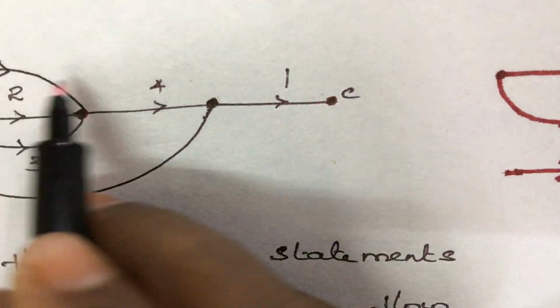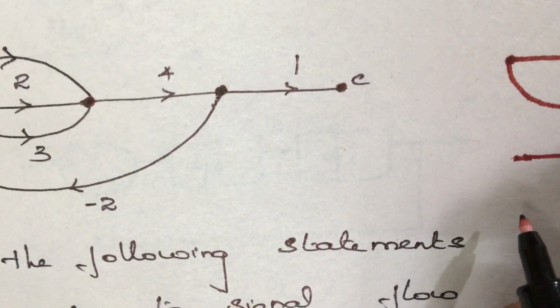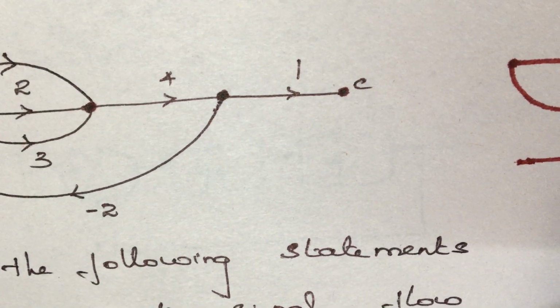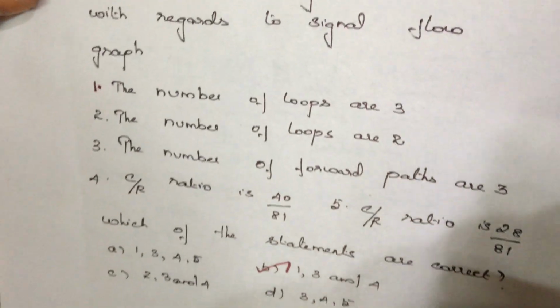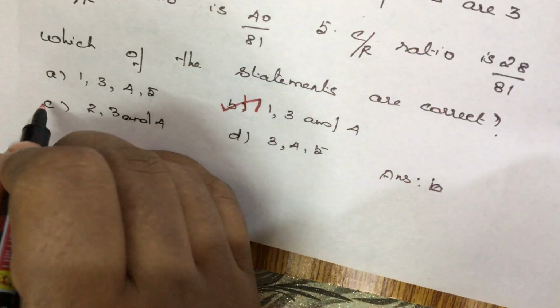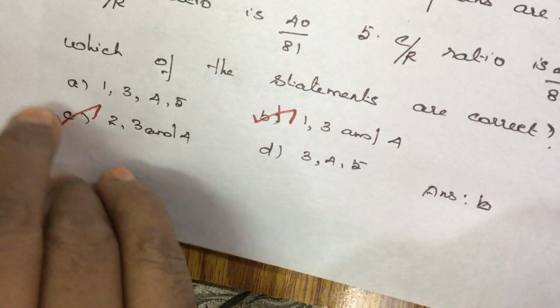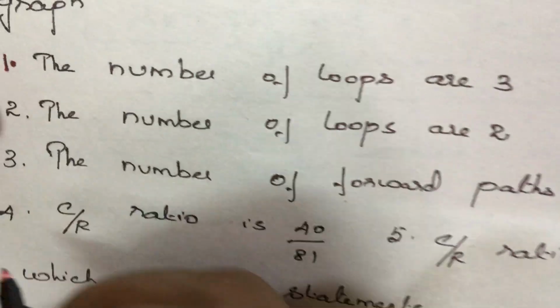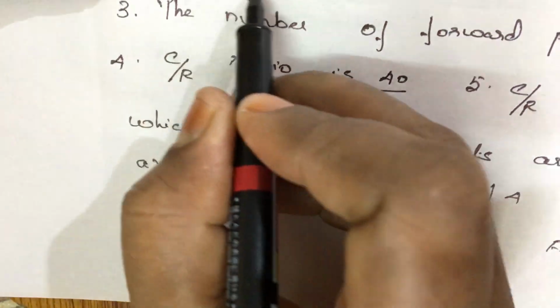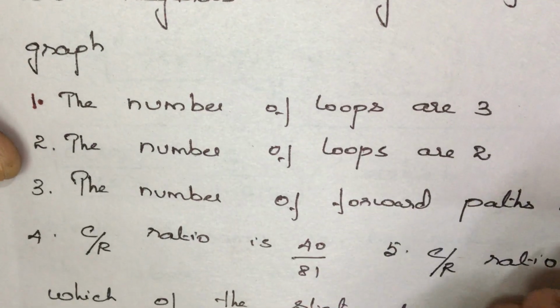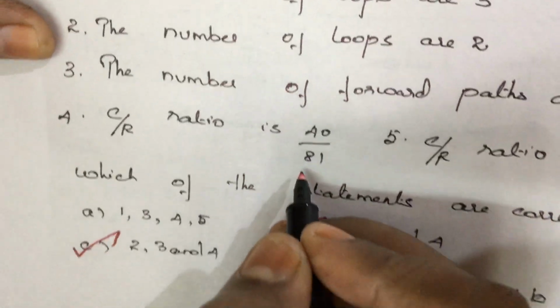And if we solve this by the Mason-Gain formula, we obtain the C by R ratio as C by R is equal to 40 divided by 81. So the correct option is the option C, right? We obtain only 2 loops and 3 forward paths. So 2, 3 and 4 are the correct statements. The answer for question number 3 is option C, right? We get only the 2 loops and 3 forward paths. C by R ratio was 40 divided by 81.